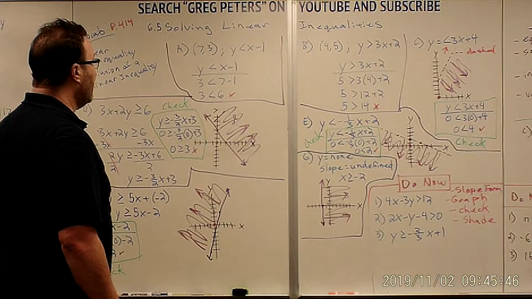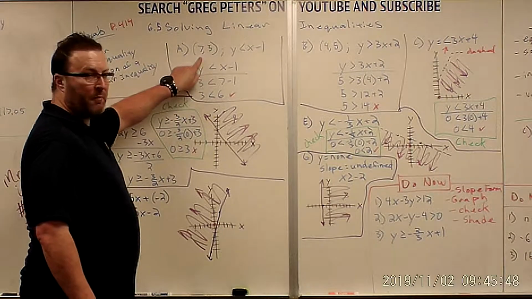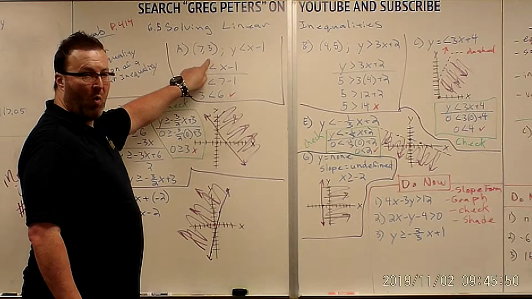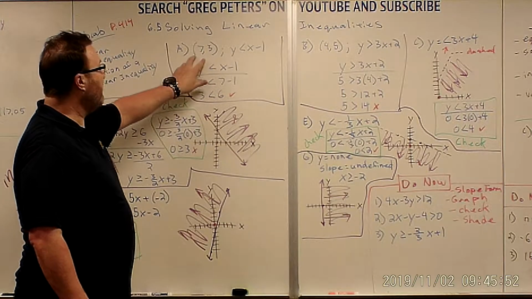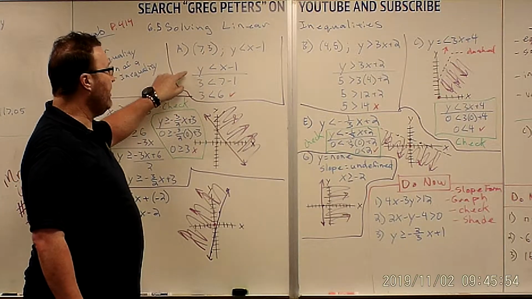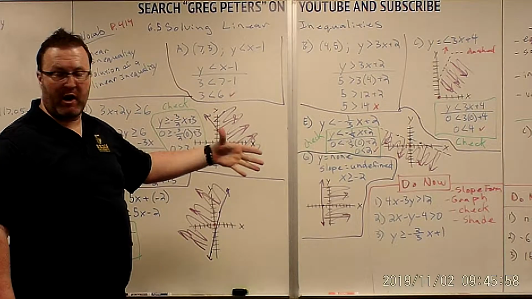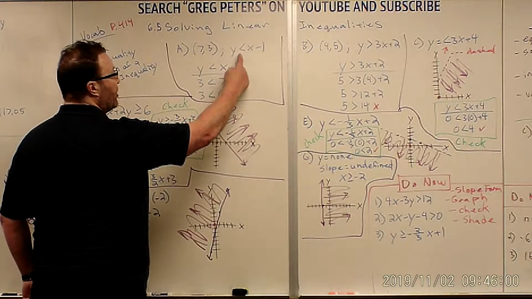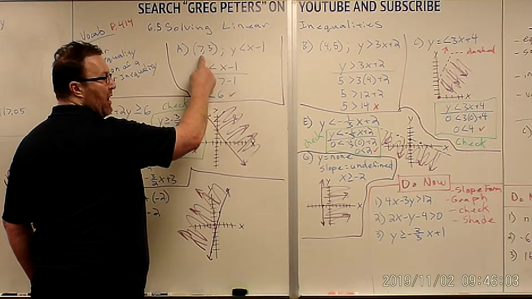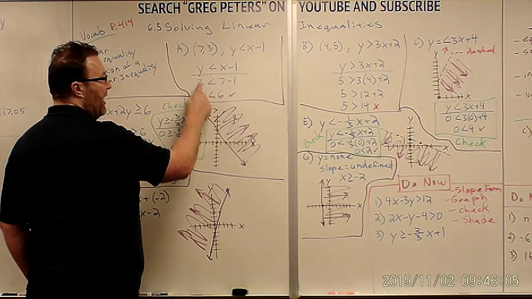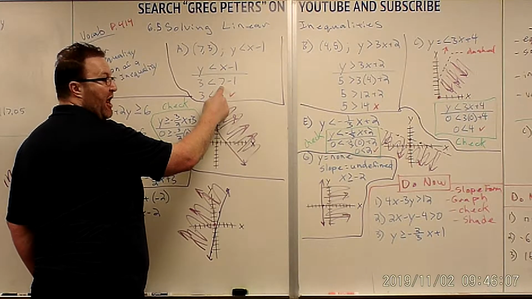Okay, let's look at this first example. This is an ordered pair, okay? So we have an x and y. All you're doing on these first examples is taking the x and y, plugging it into the inequality, and seeing whether it's true or not, okay? So y becomes 3 and x becomes 7. So I replace the y with 3 and the x is 7 and I solve it.